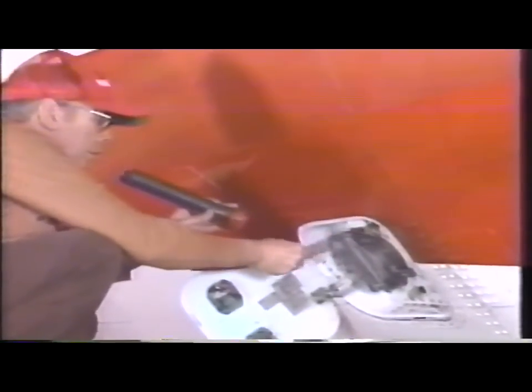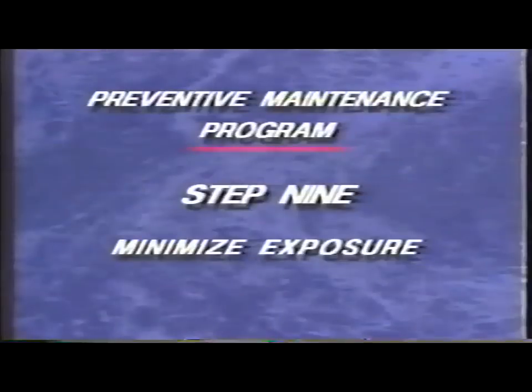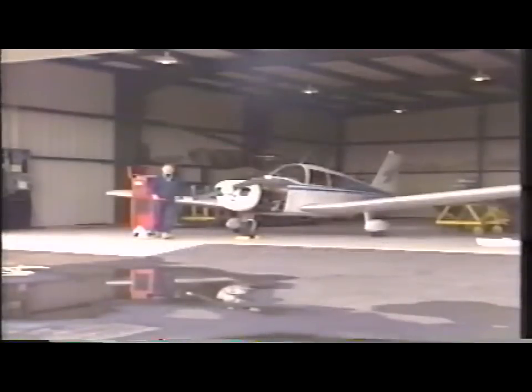intrusion into corrosion-prone areas. Step 9 is to minimize the amount of time your aircraft is exposed to adverse environments if at all possible. This is perhaps the best way to prevent corrosion. If you have access to a hangar, use it.